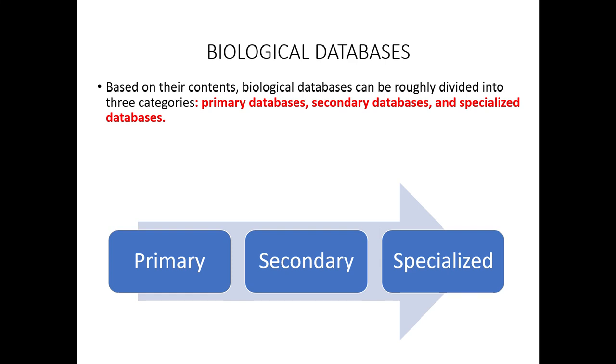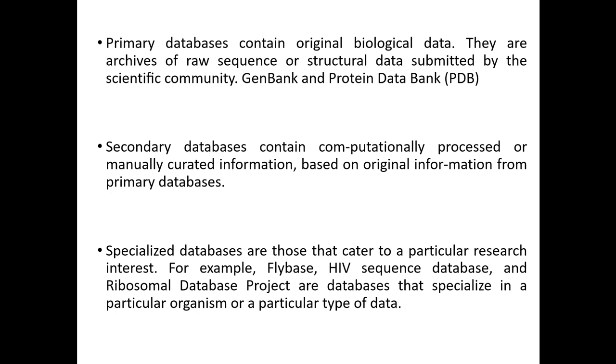Now let us discuss in more detail the biological databases. All of you have understood that a database is a computerized archive in which data is stored in a structured fashion so that retrieval of the data is possible by providing a piece of information, which is called making a query. The databases in which biological data is stored are called biological databases. On the basis of content, biological databases are classified into three categories: primary database, secondary database, and specialized database. Remember the names. Now, what is the difference between these three types of databases? Primary databases contain original biological data.